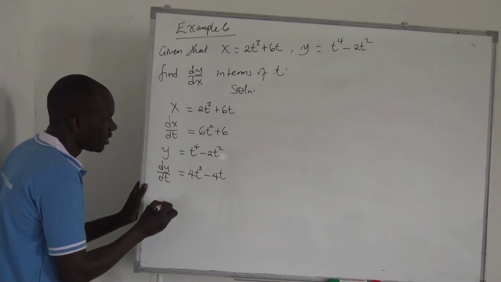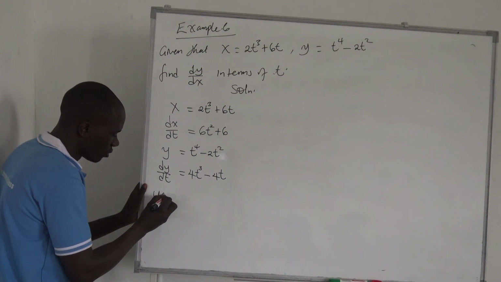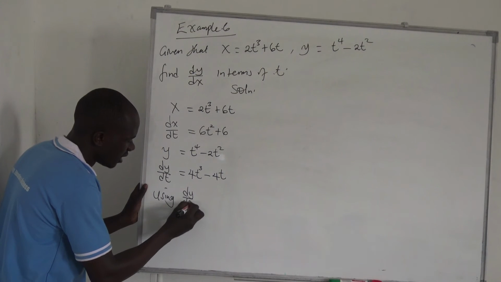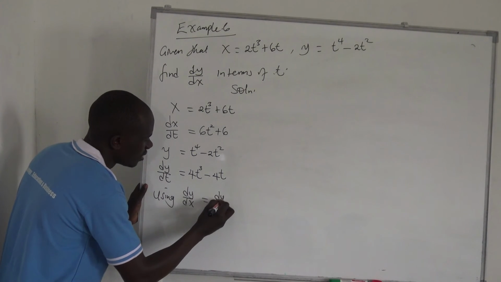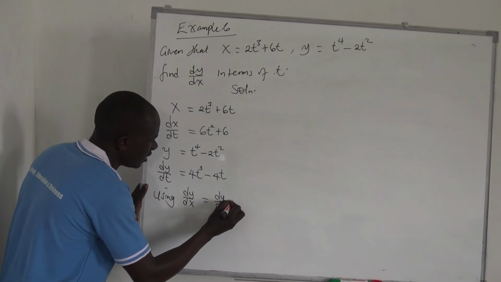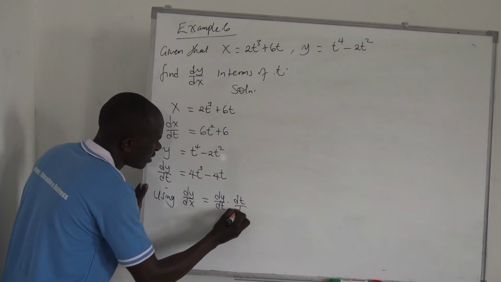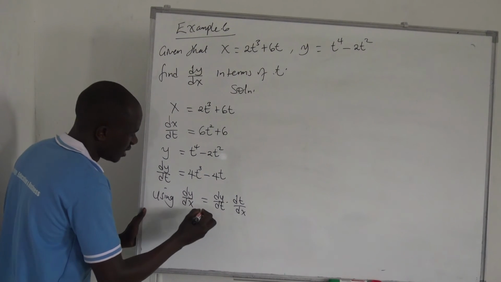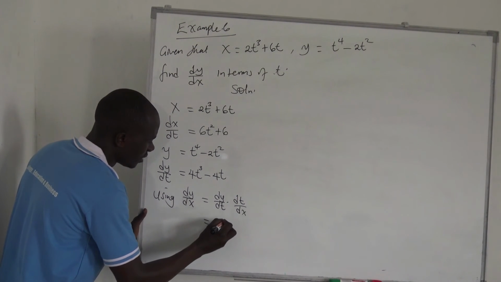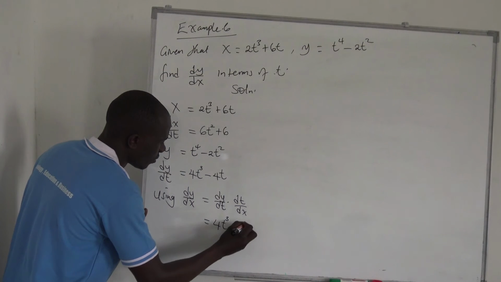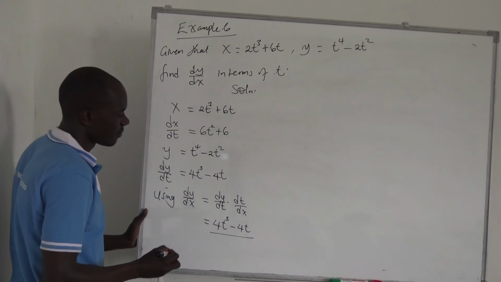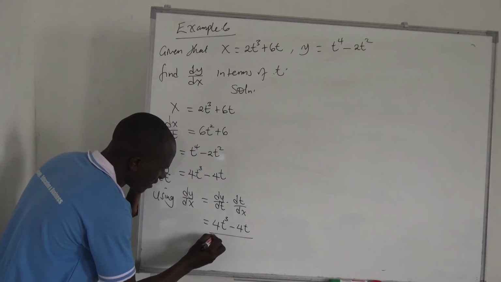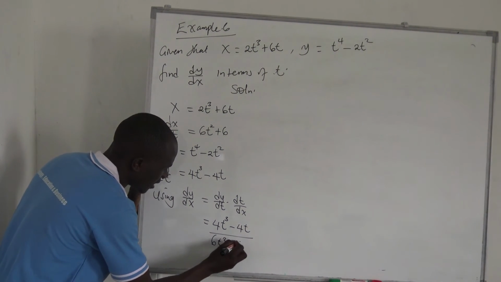Then, after getting the dy/dt and the dx/dt, we are supposed to use our chain rule. Using dy/dx equals dy/dt times dt/dx. What is our dy/dt? Our dy/dt goes 4t cubed minus 4t all over, what is the dt/dx? We said we take the reciprocal, all over 6t squared plus 6.